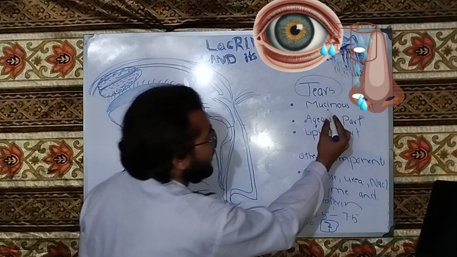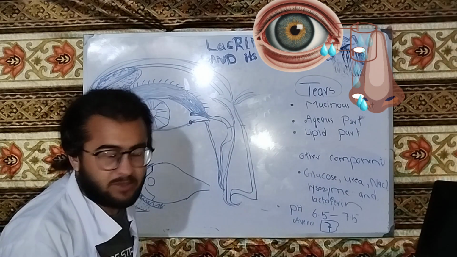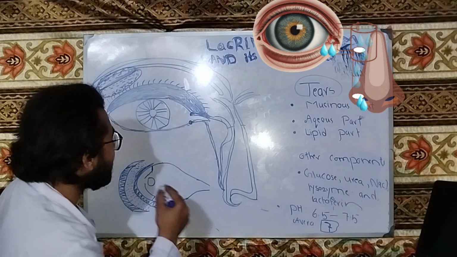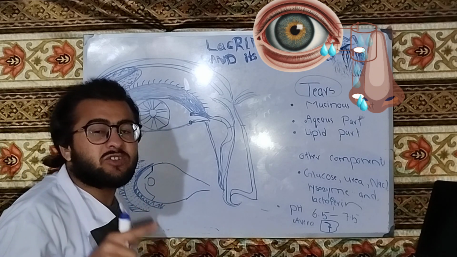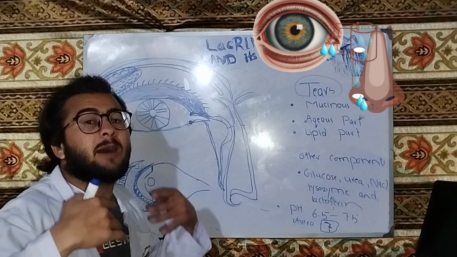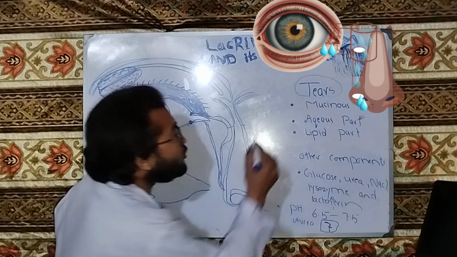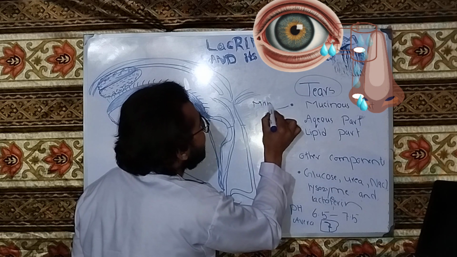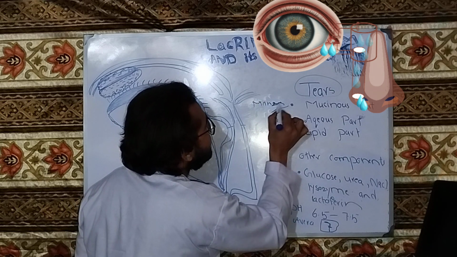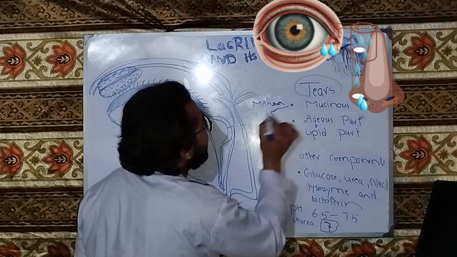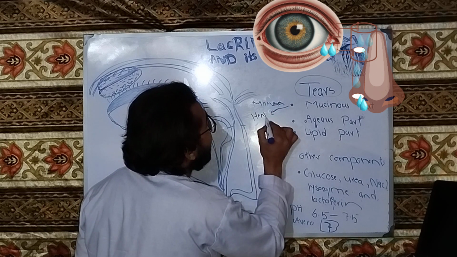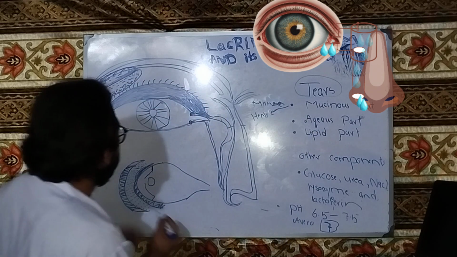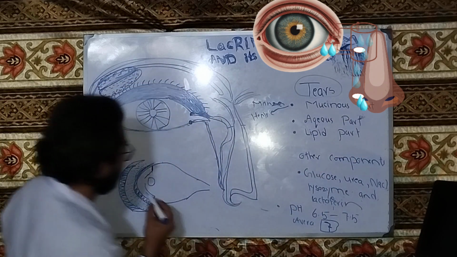The first one is the mucinous part. This is the thinnest part. This is secreted by the glands of Henle and glands of Manz in the conjunctiva, as we will discuss in the structure and anatomy of the conjunctiva in the upcoming chapters. But you should know that the mucinous part is secreted by the gland of Manz and gland of Henle, and they secrete the thinnest part of the tear.